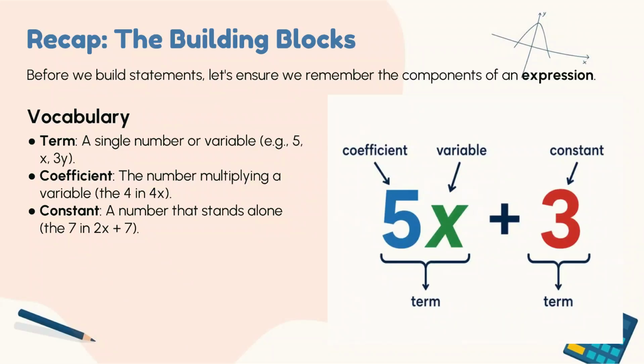A term is a single number, variable, or combination of numbers and variables multiplied together. For example, 5x and 3y are all terms. A coefficient is the number multiplying a variable. For example, in 4x, the coefficient is 4. A constant is a number that stands alone. For example, in 2x plus 7, the 7 is the constant. These ideas matter because equations, formulae, identities, and inequalities are all made from expressions, and expressions are made from terms.